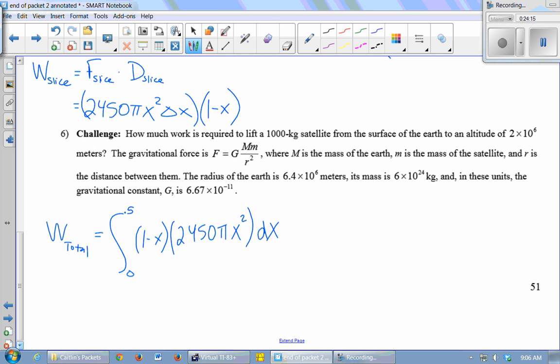And again, if you had drawn the picture differently, the bounds of integration might be a little different, and the distance that the slice travels is going to look a little different, but your answer would come out the same.